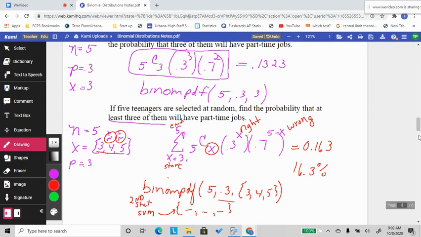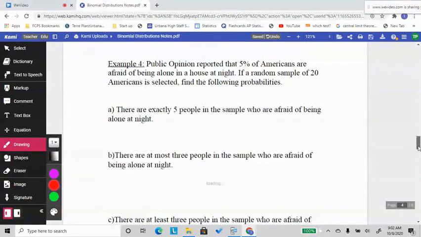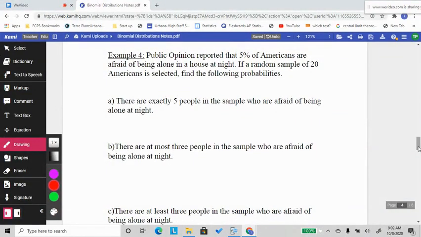All right, let's try another one. Public opinion reported that 5% of Americans are afraid of being alone in a house at night. If a random sample of 20 Americans is selected, find the probabilities. So we've got a couple different probabilities we're going to find. We've got 20 people, and we want the probability of 5%. Be careful, everybody puts 5.0. It's really 5%, so it's 0.05, not 0.5. I don't know why everybody makes that mistake.